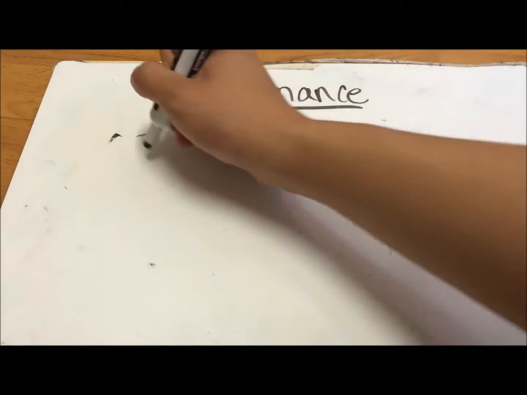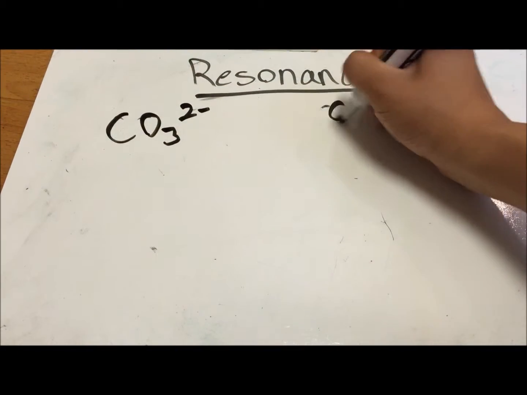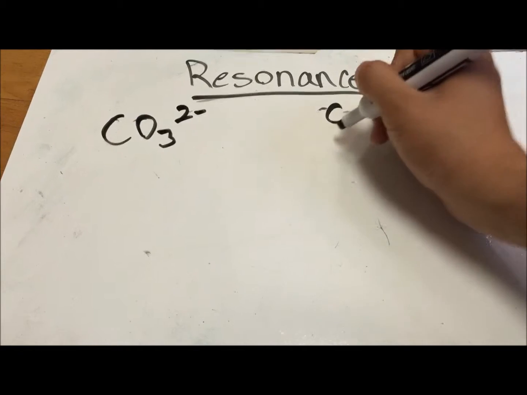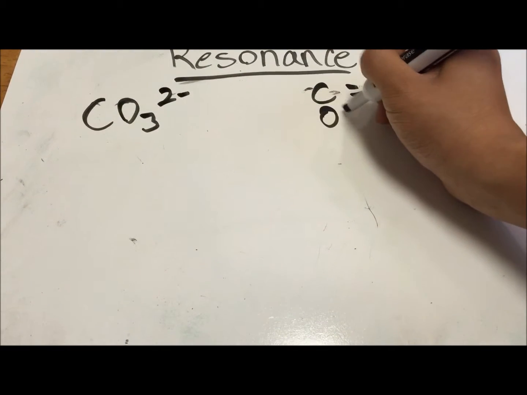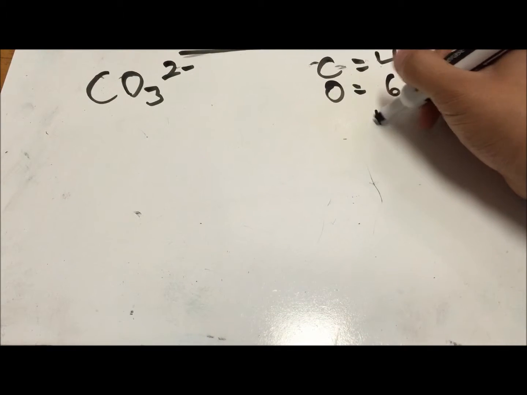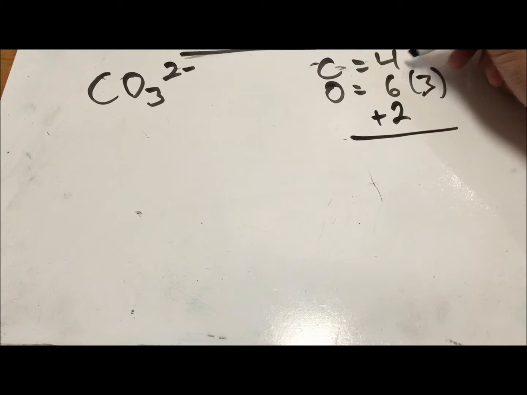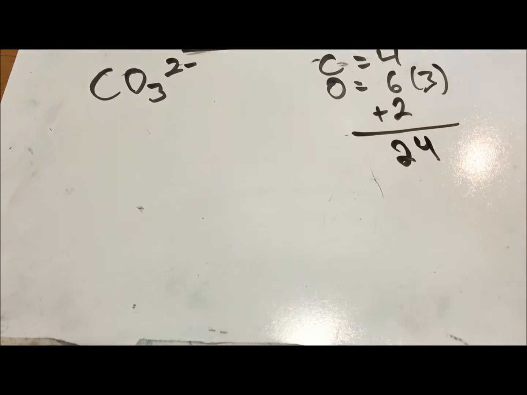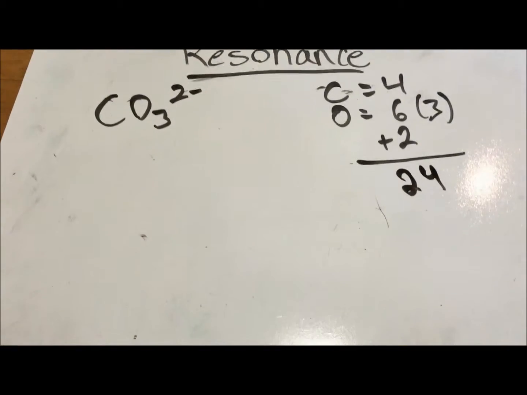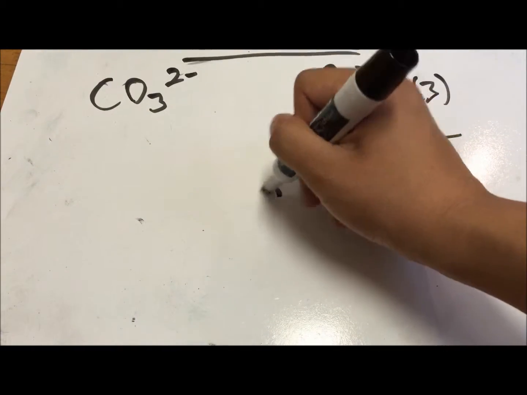Now we're going to talk about resonance. Now we're going back to the molecule that we talked about earlier, CO3 2-. Now this is an ion for sure. So first we're going to count out the valence electrons. Carbon has 4, oxygen has 6, times it by 3 because it's 3 molecules, plus 2 since it's an ion, and we're going to get a total of 24. Now, carbon has the lower electronegativity, so it will be the central atom.